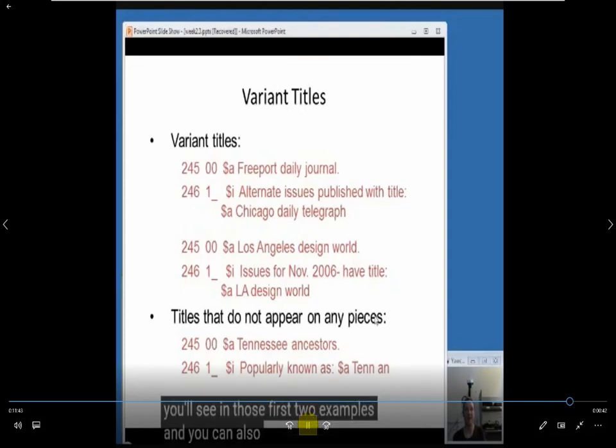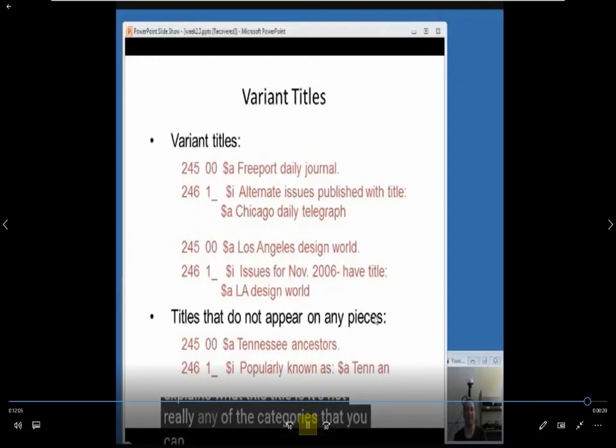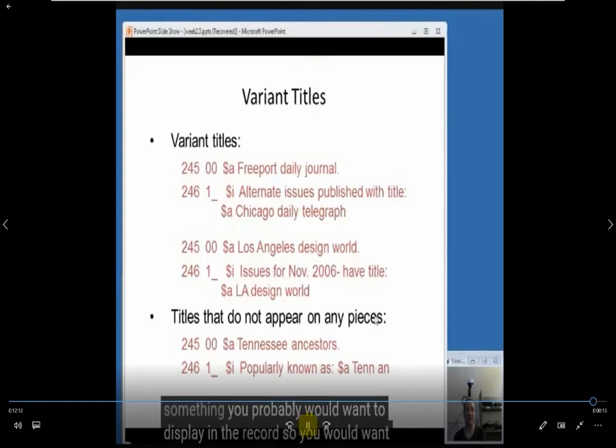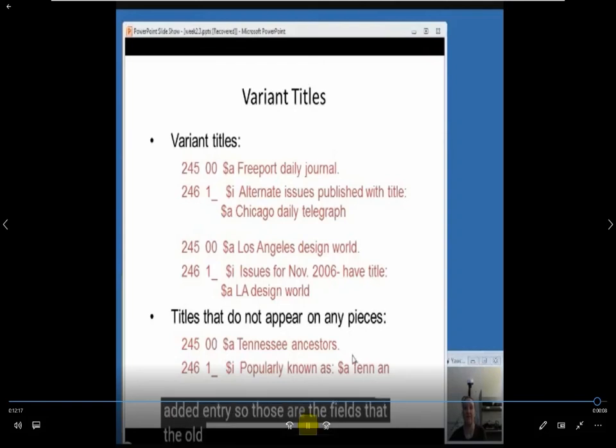And you could also include titles that don't actually appear on the piece, but are useful. For example, if Tennessee Ancestors is popularly known as TN An, you can go ahead and do that. In this case, you would have subfield A for the title, but then you would also have subfield I, in which you would include a note that explains what this title is. And it's not really any of the categories that you can express using the indicators, but it's popularly known as. And this is something you probably would want to display in the record, so you would want to have a note for this as well as an added entry. So those are the fields that deal with title information in a serial record.